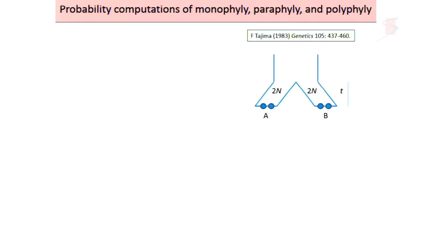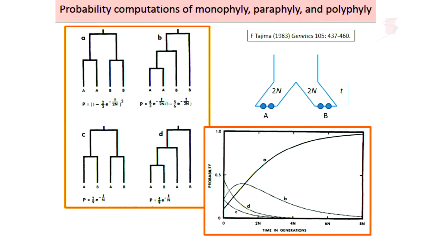So the very earliest papers in coalescent theory were already thinking about probability distributions of genealogical shape. And Tajima in 1983, in one of the first coalescent theory papers, had this diagram with two lineages sampled from a species A and two from a species B. Could be just regarded as populations, not necessarily species. And he computed the probabilities under a very simple coalescent model of these four different shapes, which don't quite line up exactly with monophyly, paraphyly, and polyphyly, but are pretty close. And then looked at how those probabilities changed over time.